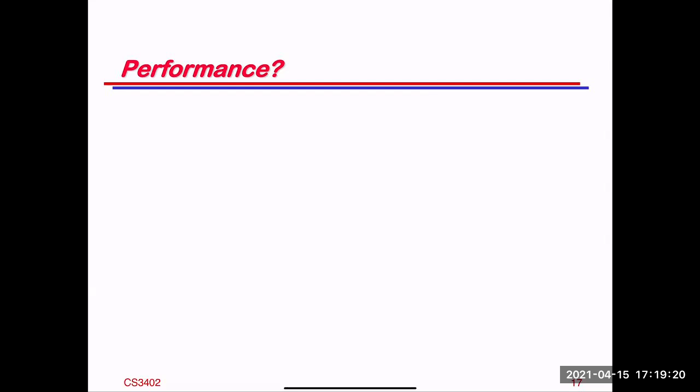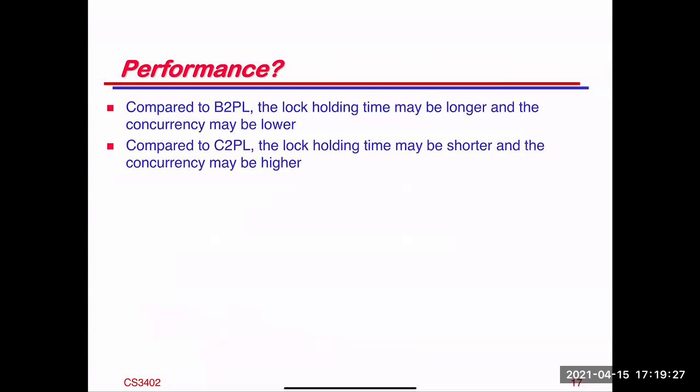So what's the performance that we get here? Well, if we look at strict two-phase locking and compare it to the basic two-phase locking, then the lock holding time may be longer, right? The concurrency may be lower. But on the other hand, compared to conservative two-phase locking, the lock holding time can be shorter because I don't need to acquire all the locks initially. And therefore you might have more concurrency, okay?